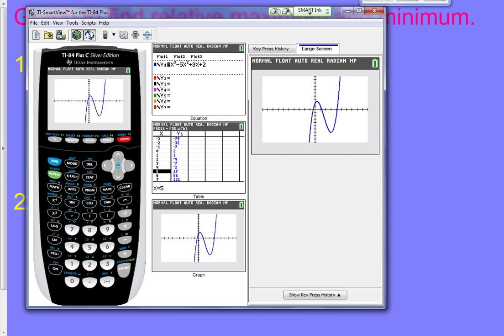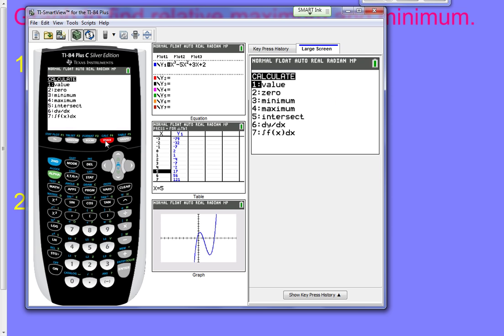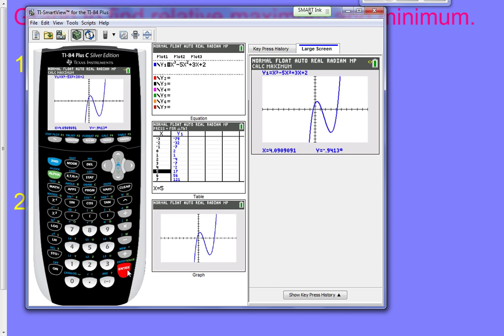We're going to do it the same way we did when we calculated zeros. We're going to go to our calculate button, which is second trace. We at first did zeros. Now we're going to go down to number 4 and we're calculating a maximum. So click number 4 there. It wants us once again to get to the left side of my maximum. So left bound, so I'm going to scroll left quite a ways to get to the left side. Right there is where my maximum is. Let's get to the left side of where my cursor is, and I'm going to press enter.